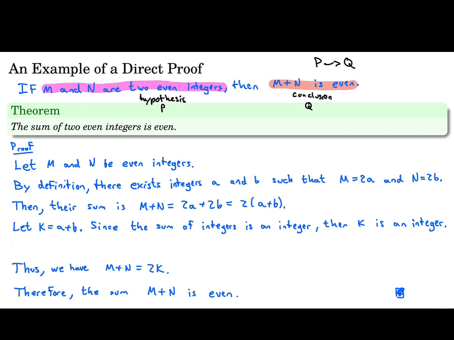Once again, notice the structure of the proof. We assumed the hypothesis, M and N are even. Then we unpacked the definition of even. We did some algebra, and we arrived at the definition of even again for M plus N.